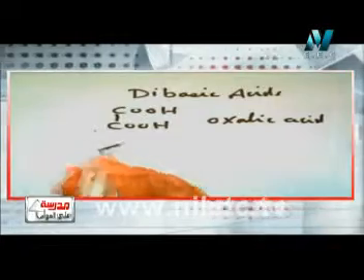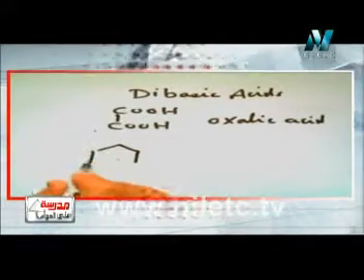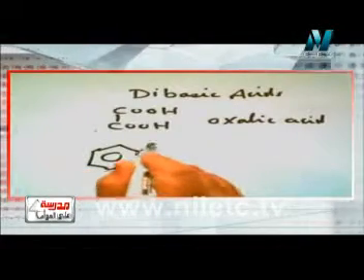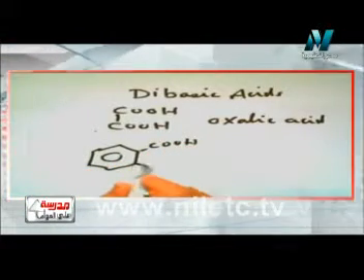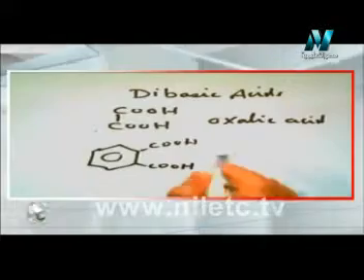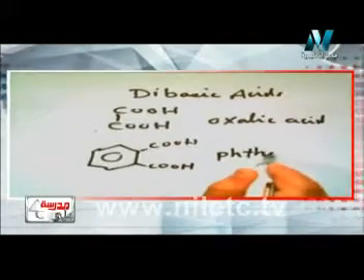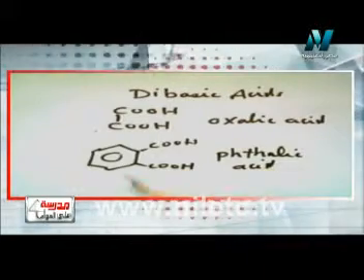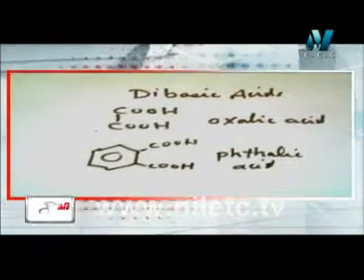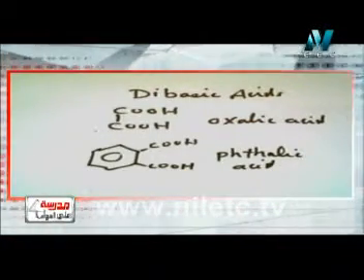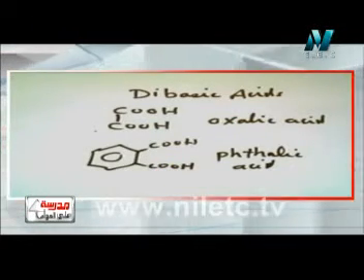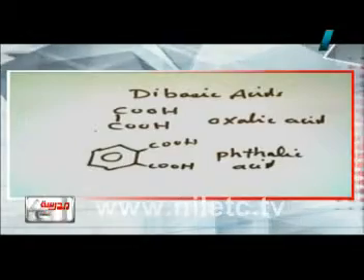Another one, phthalic acid: a benzene ring with two COOH groups. If the two carboxyl groups are on the para position, we call it terephthalic acid. This is about the classification of acids.